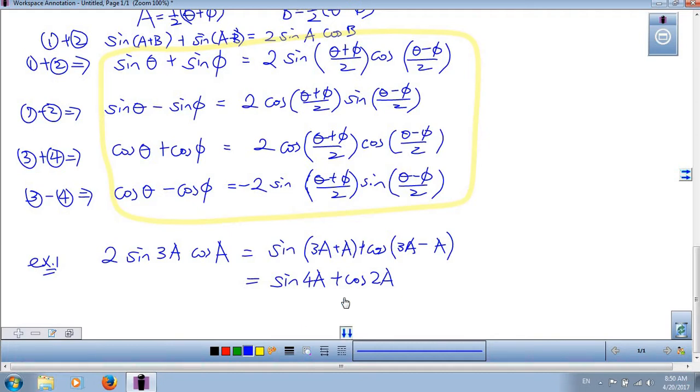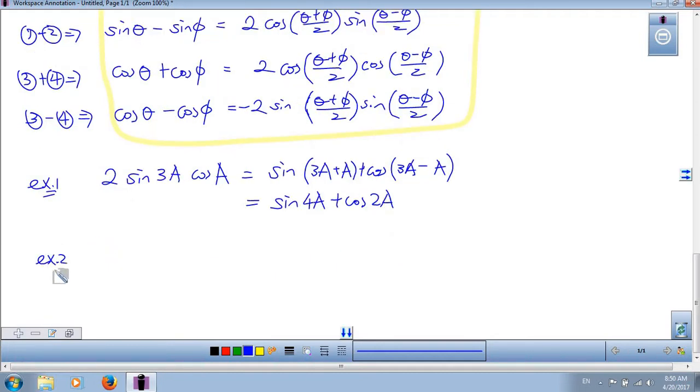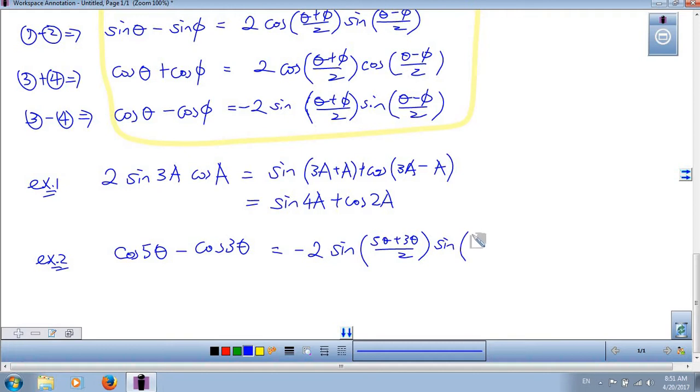Alright, let's try another one. I know it's a little bit confusing here, but we just have to follow the correct formula here. So what about this? Cosine 5 theta minus cosine 3 theta. Okay, so the formula is right in front of us. So it's going to be equal to -2 sine of the average of the two angles. So it's 5 theta plus 3 theta divided by 2, times sine of half of the difference, which is 5 theta minus 3 theta divided by 2.